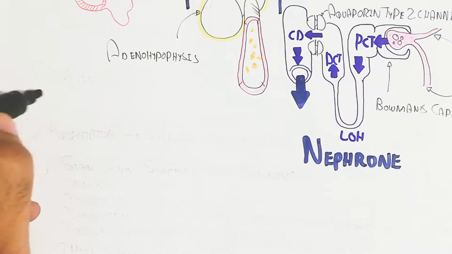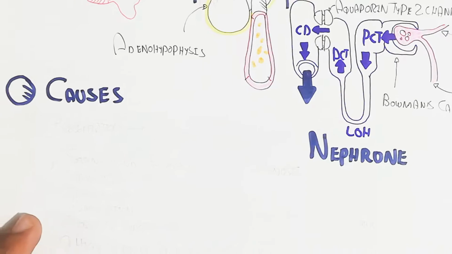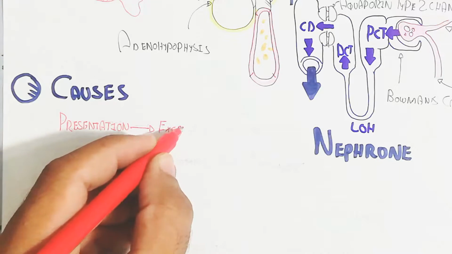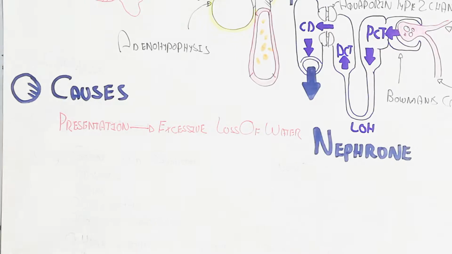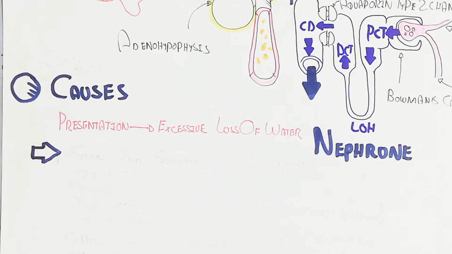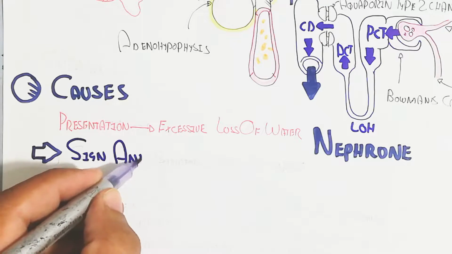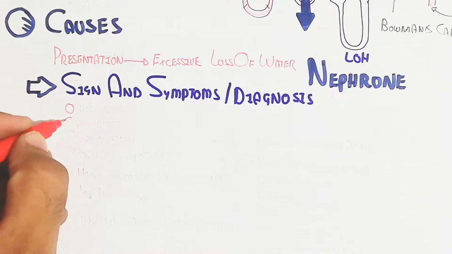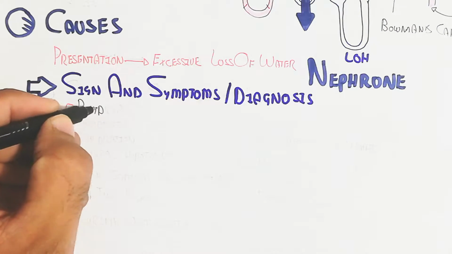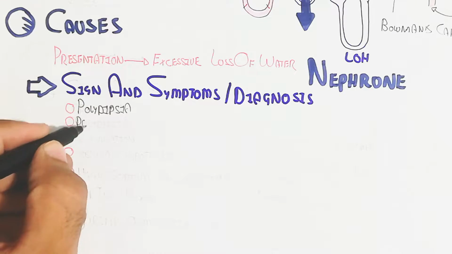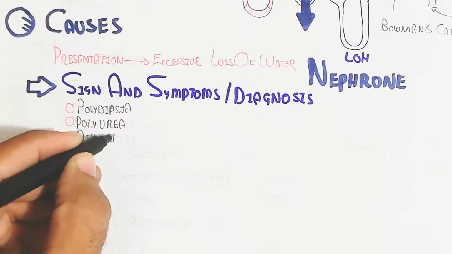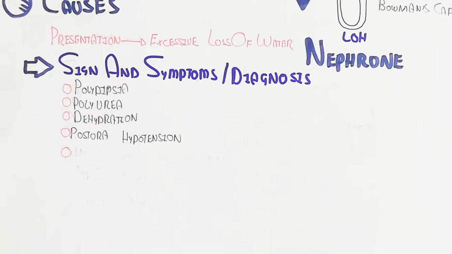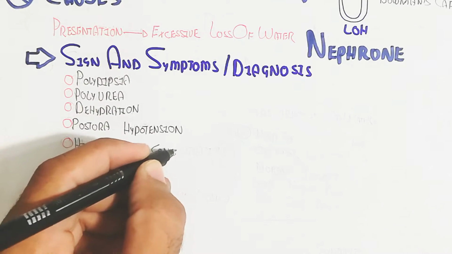The presentation is the excessive loss of water. Excessive loss of water we can detect through different mechanisms. For example, the level of water is high and osmolality basically increases in the urine. Let's begin to understand the signs, symptoms and diagnosis. Basically, the sign and symptom is polydipsia. Polydipsia means being thirsty more than once in an hour and drinking water more. Polyuria means a change in urine production.